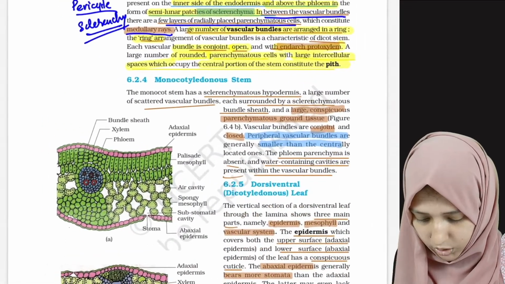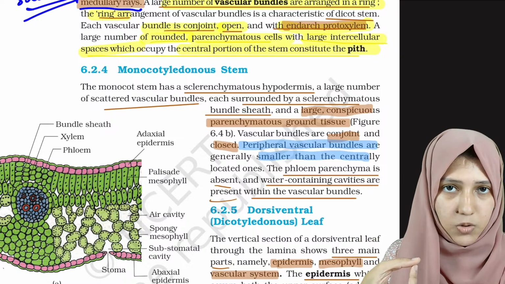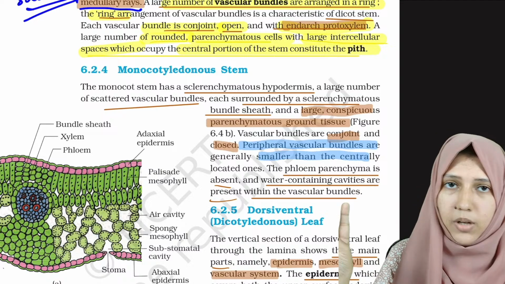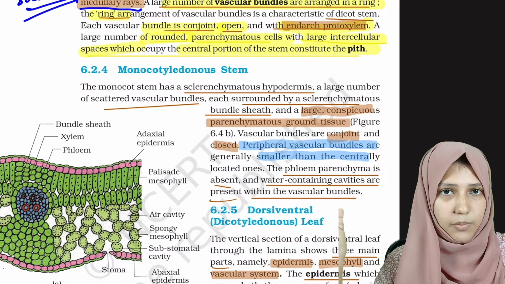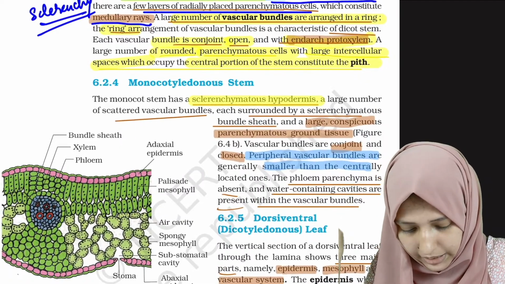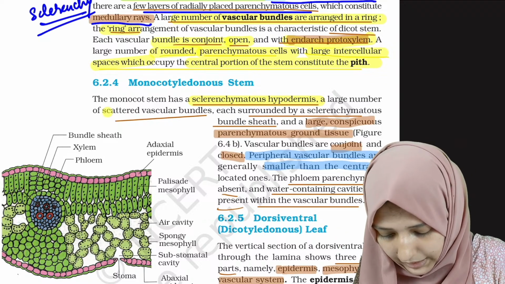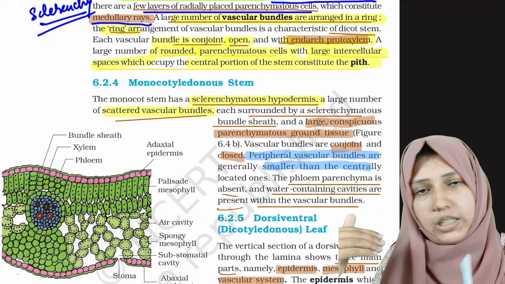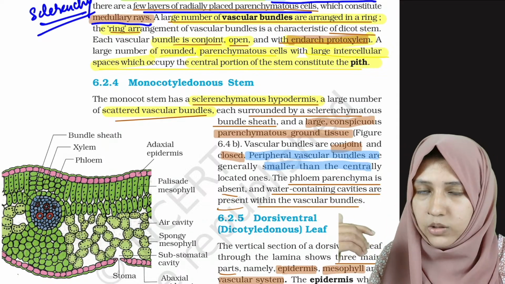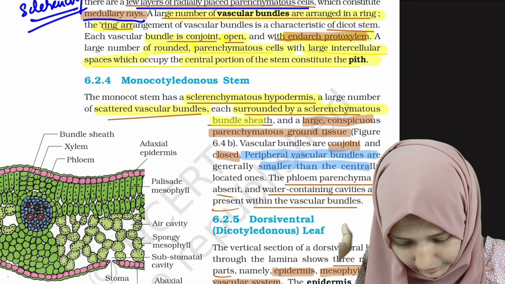Now coming into monocot stem. As we studied, there are three subzones in stems. In dicot stem, the hypodermis was made up of collenchyma. But here in monocot stem, the hypodermis is made up of sclerenchyma. Sclerenchymatous hypodermis and scattered vascular bundles. There it was a ring-like arrangement of vascular bundles. Here it is a scattered vascular bundle arrangement. And each vascular bundle is surrounded by a sclerenchymatous bundle sheath.